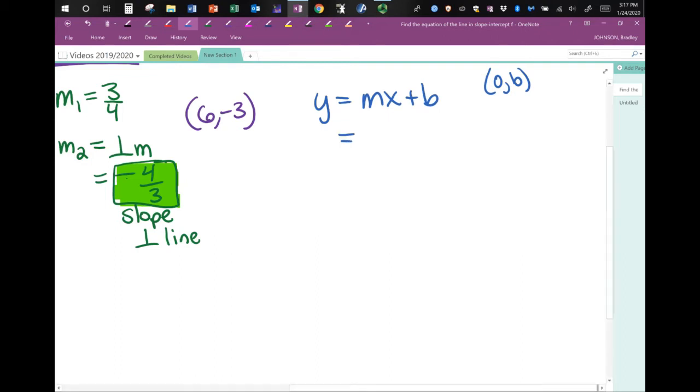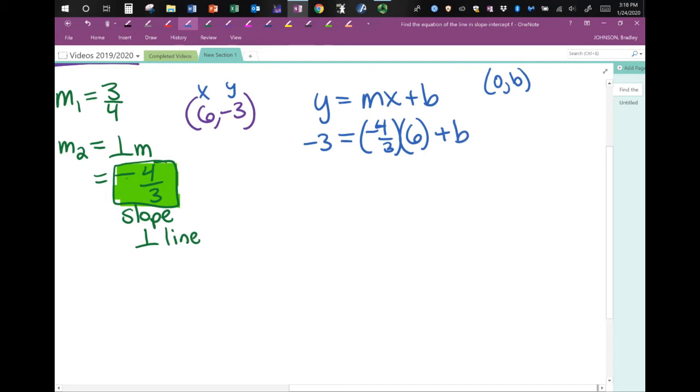Using what we know, the m, we know the slope. So I will plug right in -4/3. Now, you could treat 6 and -3 as x and y. So this x I'm going to replace with a 6, and this y I'm going to replace with a -3. And then don't forget, we still had plus b hanging out on the end.